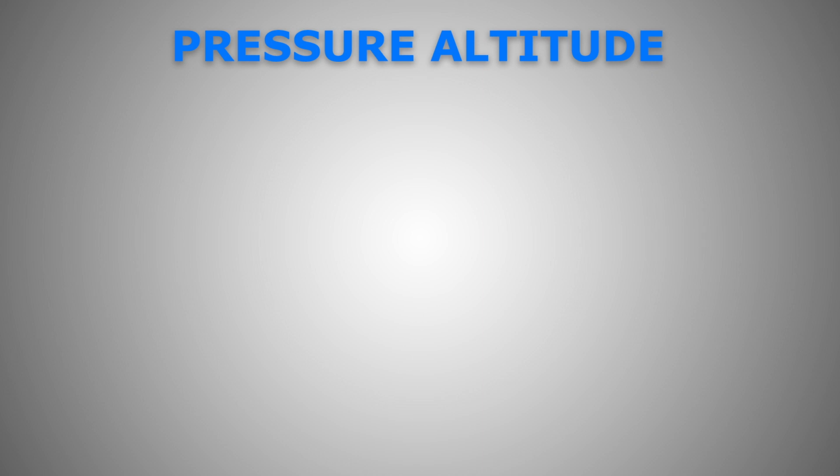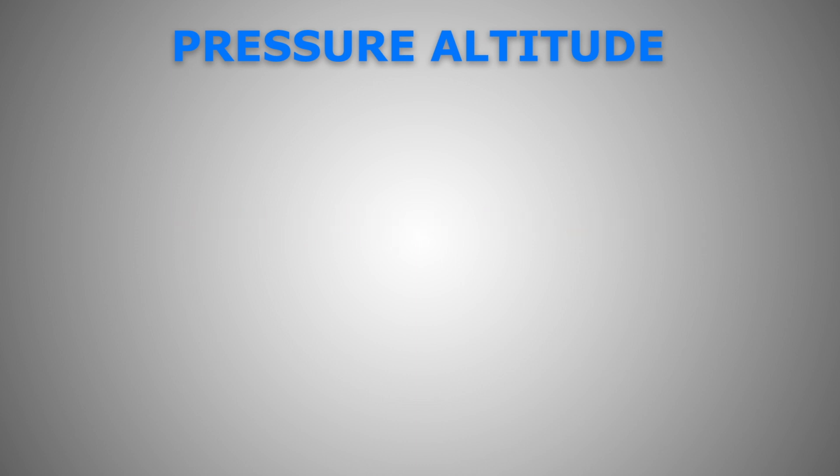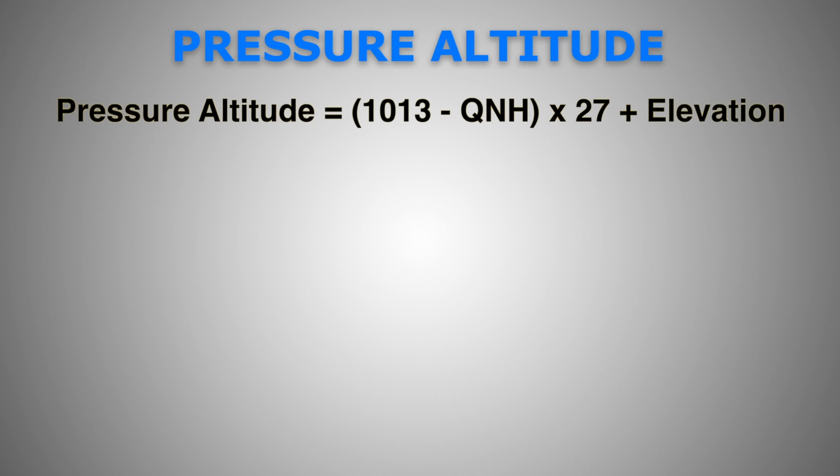The second method, say you're not in your airplane: you need two things to be able to calculate your pressure altitude. First, you need the current QNH and the airfield elevation. And here is the formula. The pressure altitude equals 1013 minus the current QNH. We multiply the difference by 27 and we add the airport elevation.